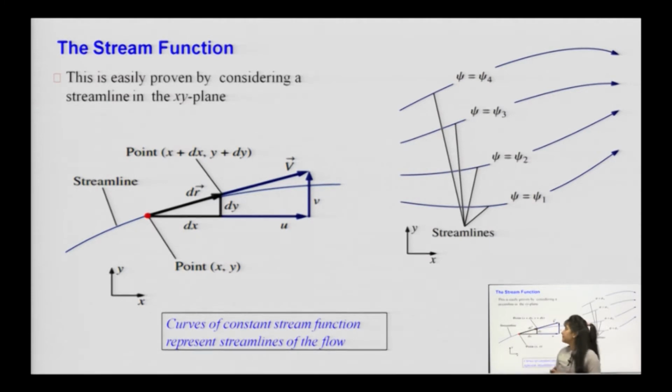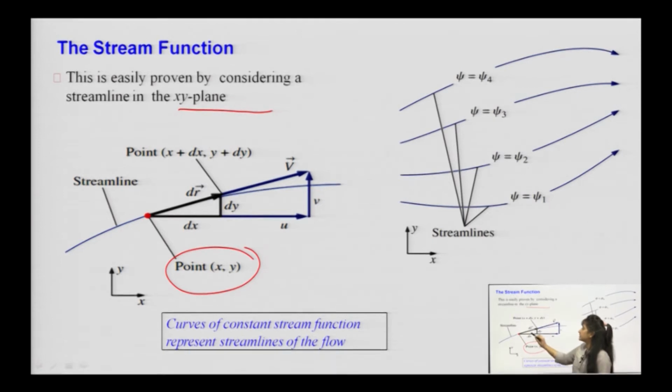Here you can see how we can define or construct a particular streamline. We have considered a streamline in the xy plane with certain coordinates. Let us take a point with coordinates x and y, which we have marked. Then when this fluid particle moves from coordinates x, y to x plus dx and y plus dy, we get another coordinate, and hence you can draw a streamline along these coordinates.